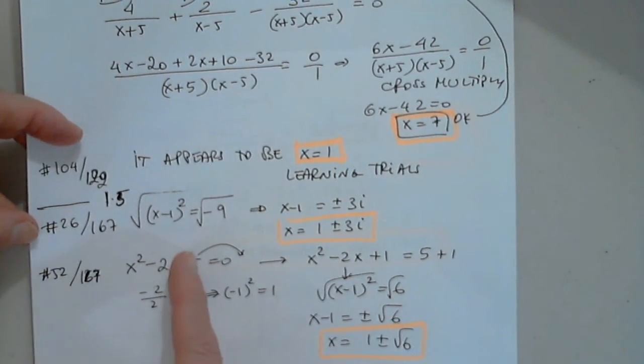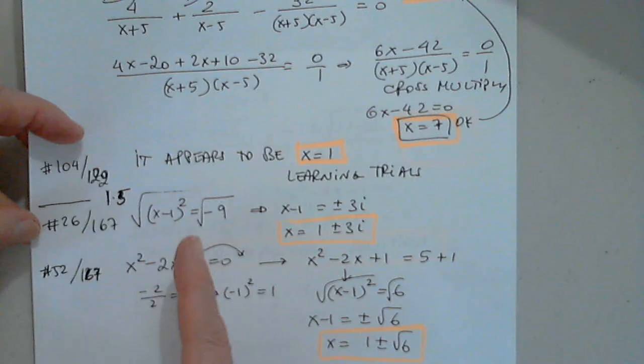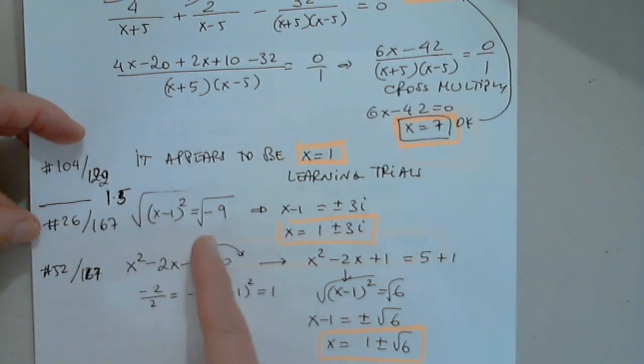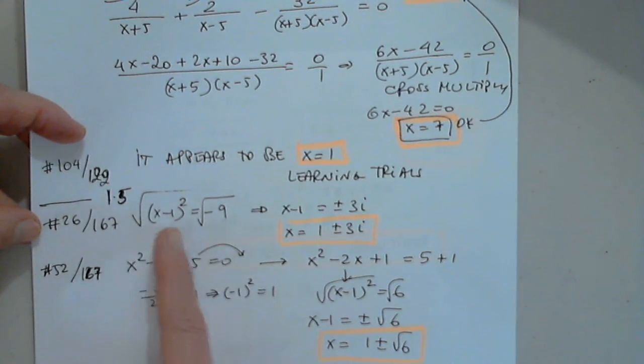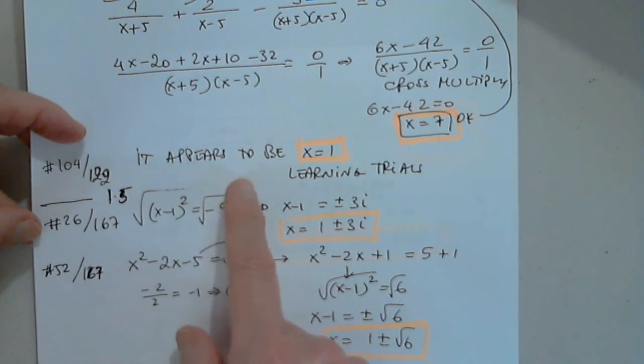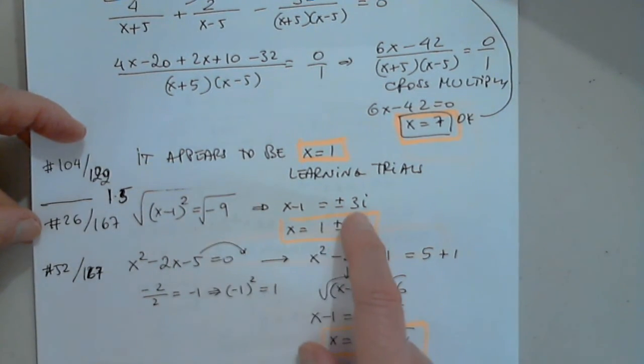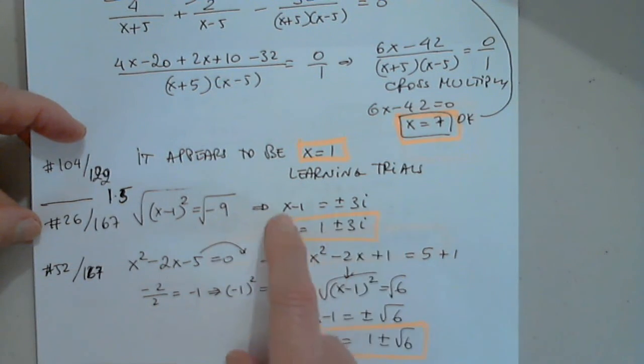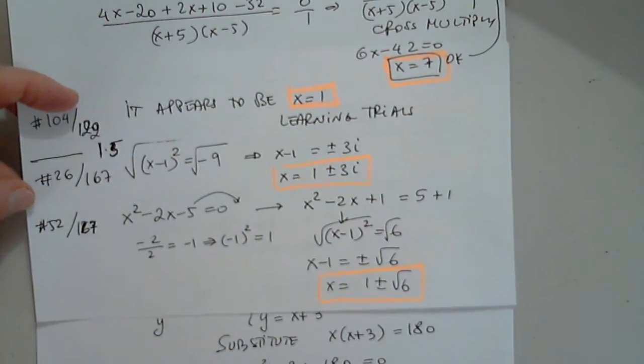In 1.5, this is a radical equation. I'm sorry, this is a quadratic equation, and we take the square root of both sides. The left-hand side is x minus 1. Don't forget plus or minus. The square root of negative 9 is 3i. We move 1 to the other side, and we get the answer.